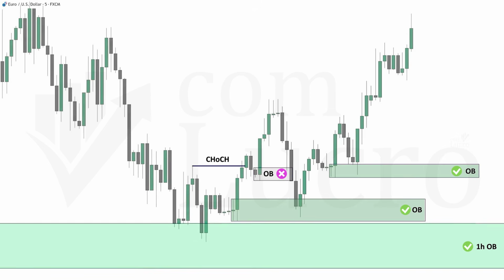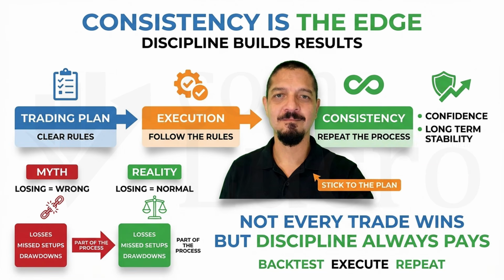This strategy has proven to be highly effective, but like any method, it must be back-tested thoroughly before you treat it with real capital. The truth is, even with a solid plan, you will still experience losing trades, and that's completely normal. Losing doesn't mean your analysis was wrong. The key is consistency. Write down your rules, follow them with discipline, and stick to your risk management plan at all times. If you do that, you'll build the confidence and long-term stability every professional trader needs to succeed.